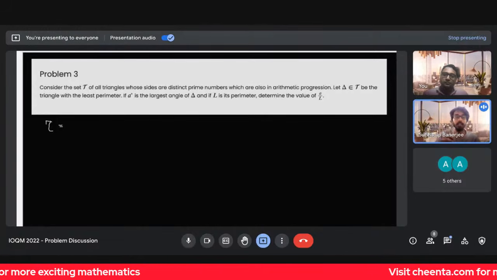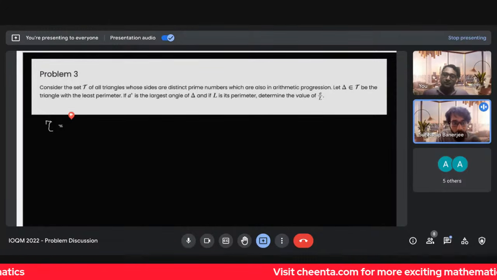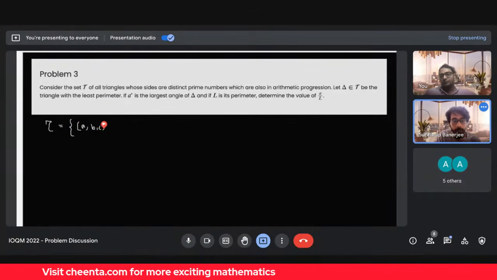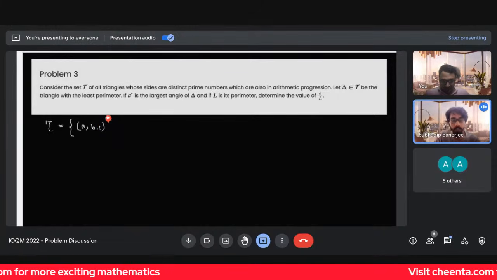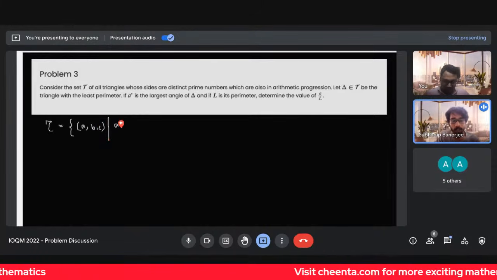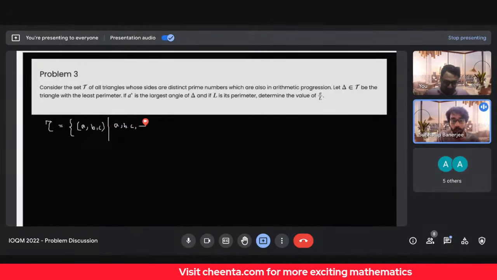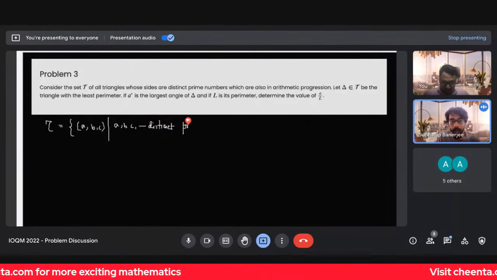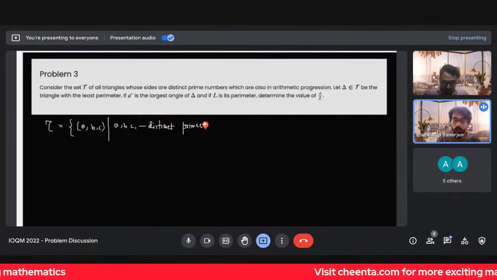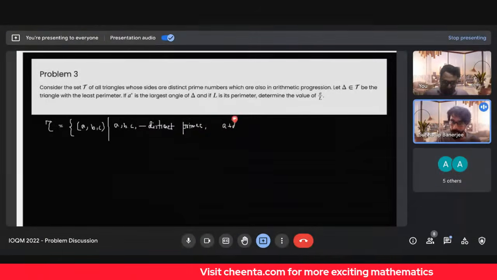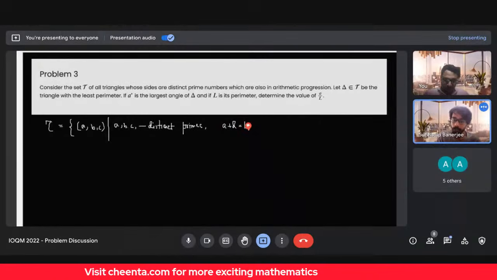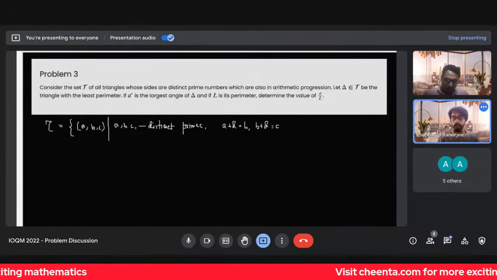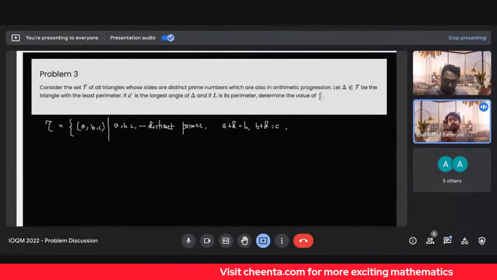So we can think of this set as a collection of all tuples a, b, c such that a, b, c are all distinct primes, and they are all in arithmetic progression. That means a, then a plus d, where d is the common difference, so I have b, and b plus d, which is my c, the third side. And also they are the side lengths of a triangle.